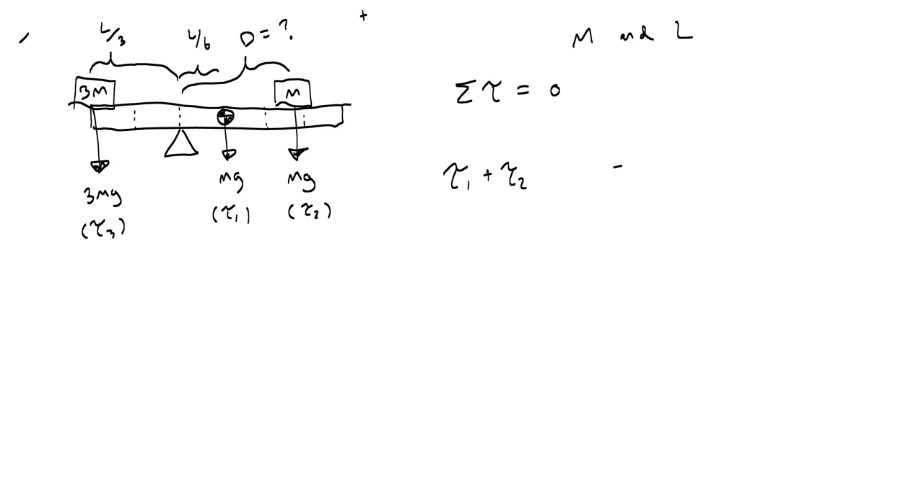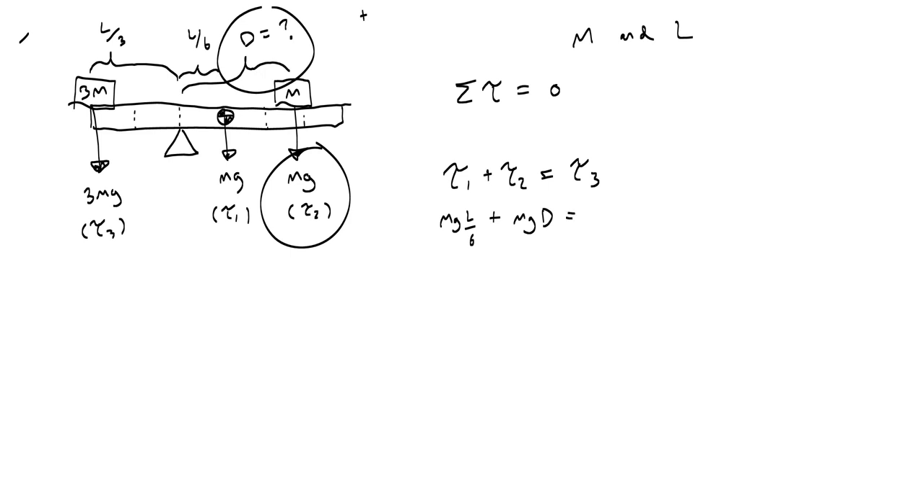And so I could add tau 3 over to the right, and now I can start to plug in what each of these torques will be. Tau 1 is going to be mg times its radius, which is L over 6, so that's mg L over 6. Tau 2 is going to be mg times this distance that we want to find, so we'll call that mgd. And tau 3 is going to be 3mg times its distance, L over 3. So 3mg L over 3.